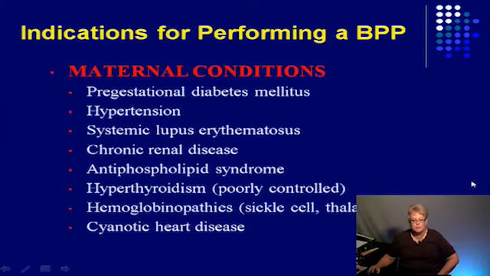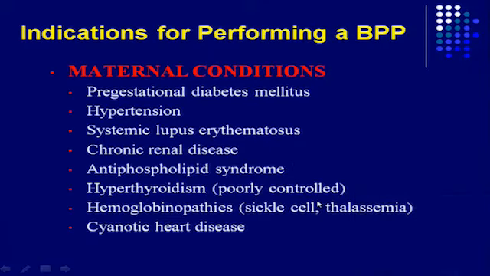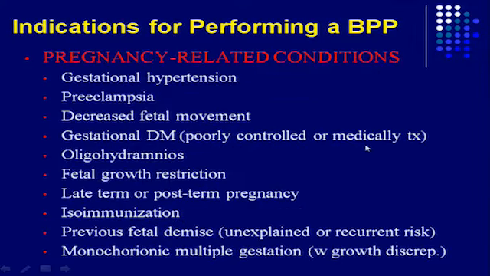Indications for performing the BPP, the maternal conditions would be pre-gestational diabetes, hypertension, lupus, chronic renal disease, antiphospholipid syndrome, poorly controlled hyperthyroidism, and then sickle cell, thalassemias, and cyanotic heart disease. These are the maternal conditions that we're using.